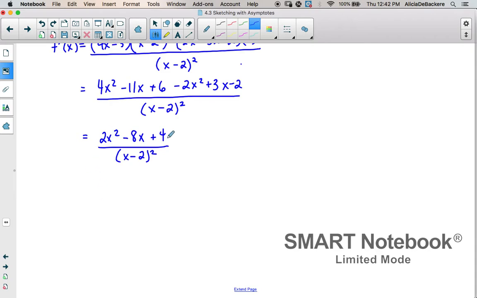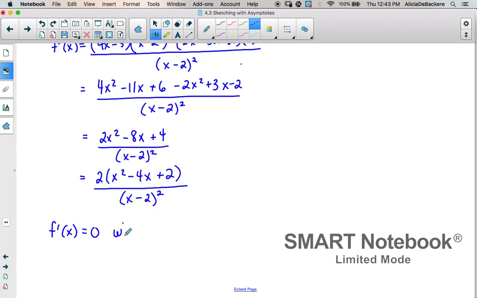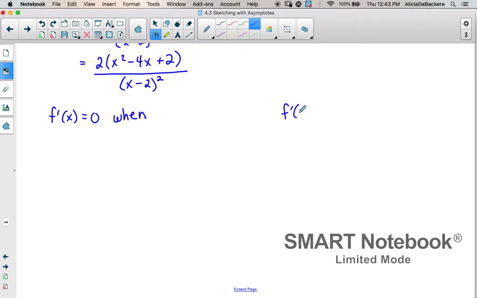All right, so I see that there's a common factor. And then looking for two numbers that multiply to positive 2 and add up to negative 4. There are no two numbers, so maybe I'll use the quadratic formula, but I'm going to worry about that later since it doesn't factor. So I want to know two different things. I want to know when does f prime at x equal 0. So we'll work our way through that.